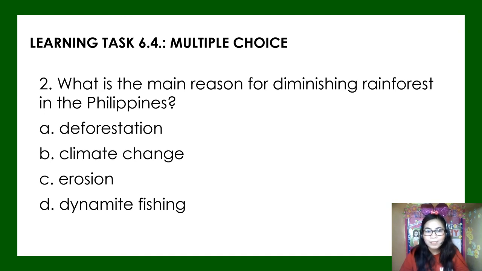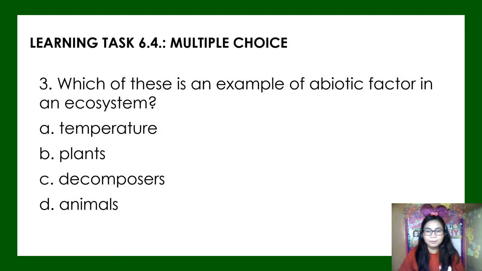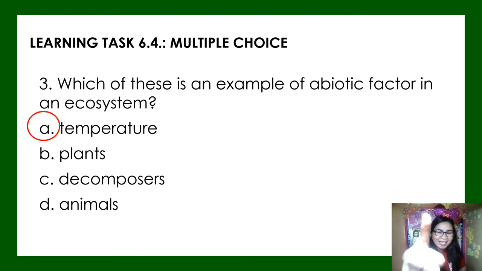Number 2. What is the main reason for diminishing rainforest in the Philippines? Is it A, deforestation? B, climate change? C, erosion? Or D, dynamite fishing? Okay, so what is your answer? Letter A is correct. Great. Number three, which of these is an example of a biotic factor in an ecosystem? A, temperature. B, plants. C, decomposers. Or D, animals. Okay, what is your answer? Is that letter A? Wow, amazing!